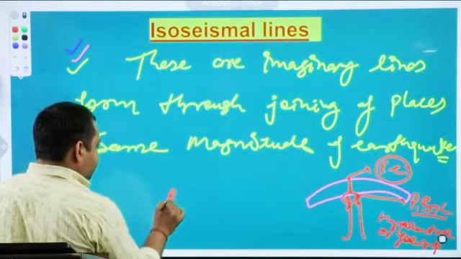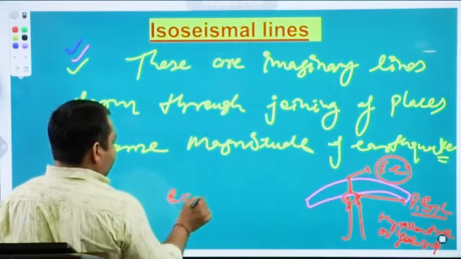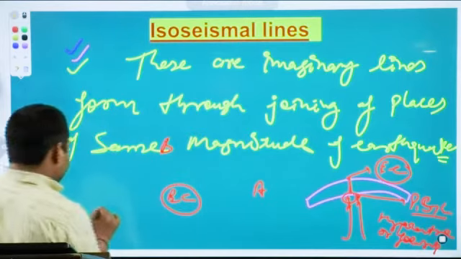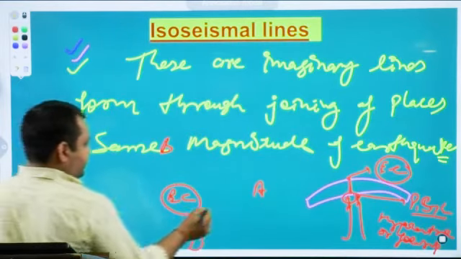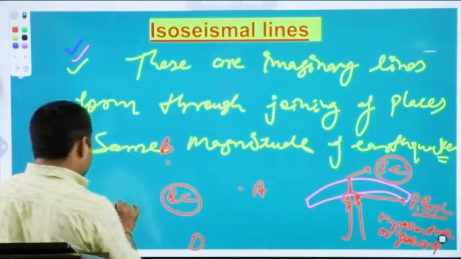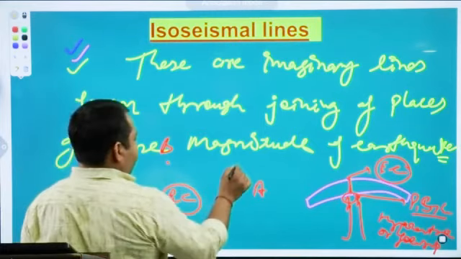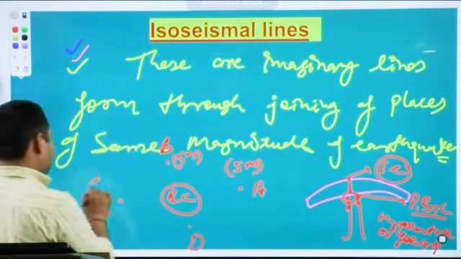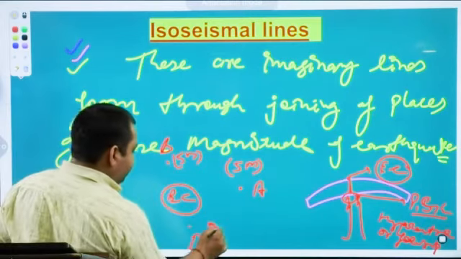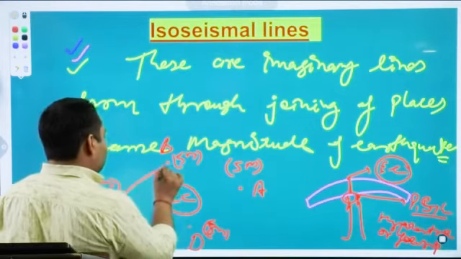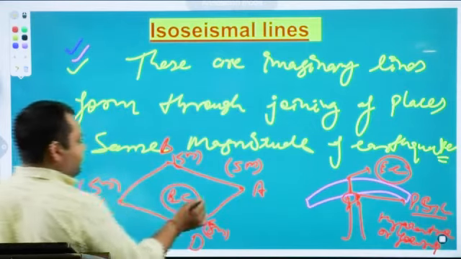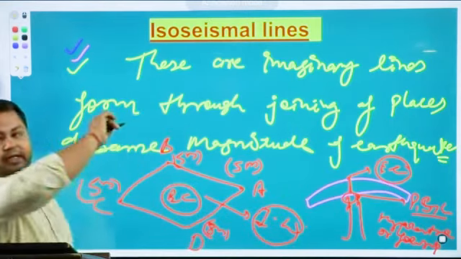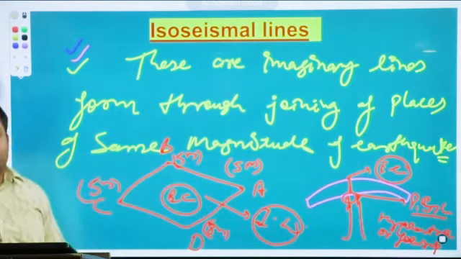Suppose this is the epicenter, right, and there are many places as A, B, C and D. These all places experience earthquake of same magnitude, like 5 magnitude, 5 magnitude, 5 magnitude and 5 magnitude. Join all these points, we get an imaginary line. This is called isoseismal lines.